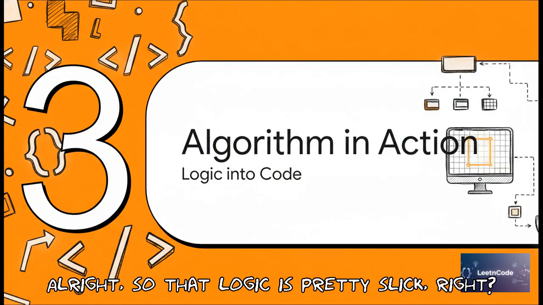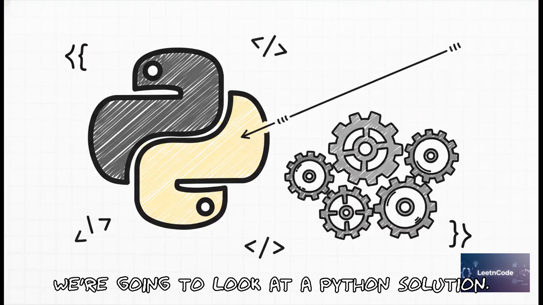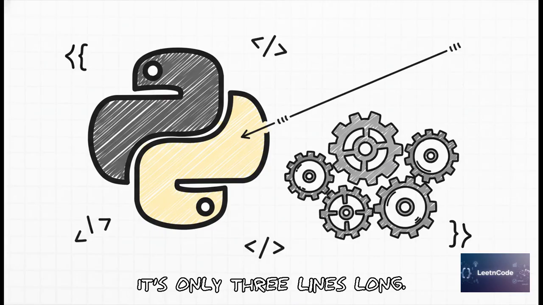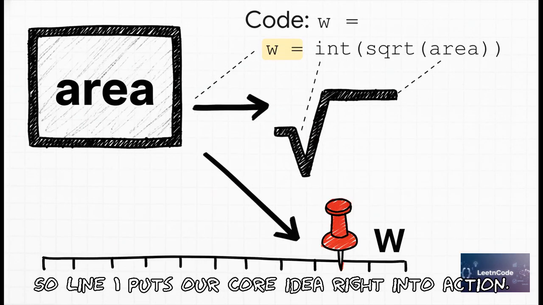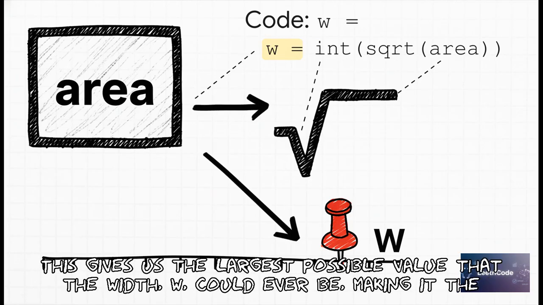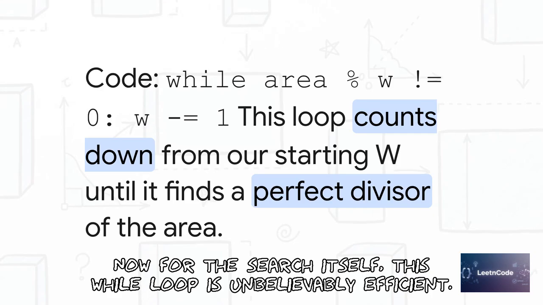All right, so that logic is pretty slick, right? Now let's see how this elegant idea translates into a surprisingly simple and really powerful piece of code. We're going to look at a Python solution. And get this, it's only 3 lines long. But each of those lines is doing something very specific and, frankly, very smart. So line 1 puts our core idea right into action. We just calculate the square root of the area and then chop off the decimal part to get an integer. This gives us the largest possible value that the width W could ever be, making it the perfect starting point for our search.